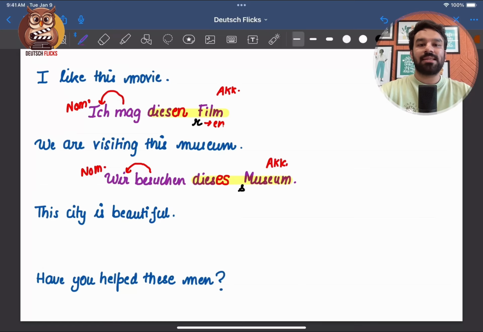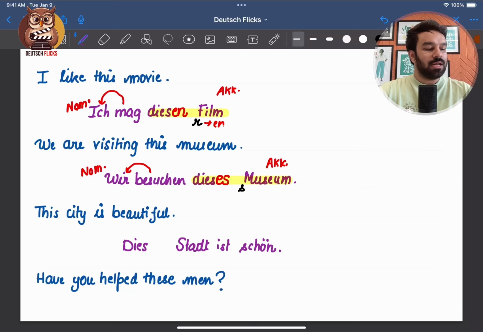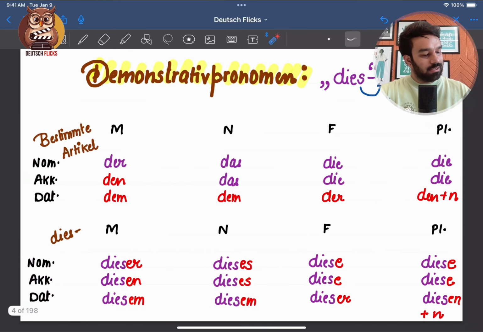Then we have this city is beautiful. This city, I'll write dies. City is called Stadt. Is beautiful will be ist schön. Now Stadt is feminine. Its article is die. If it is feminine, we have options diese, diese or diese.